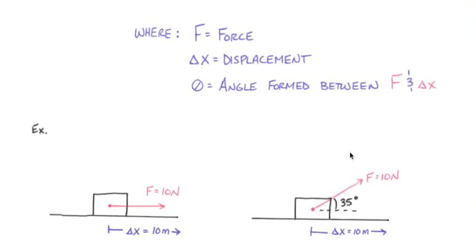I have the same force in both examples, 10 newtons, and the object is moved 10 meters in both examples as a result. In my first example, the force and the displacement are completely parallel. They both act in the same exact direction. In my second example, I have an angle between these two. While the displacement is to the right, the force is acting upwards. There is an angle of 35 degrees between my displacement and my force.